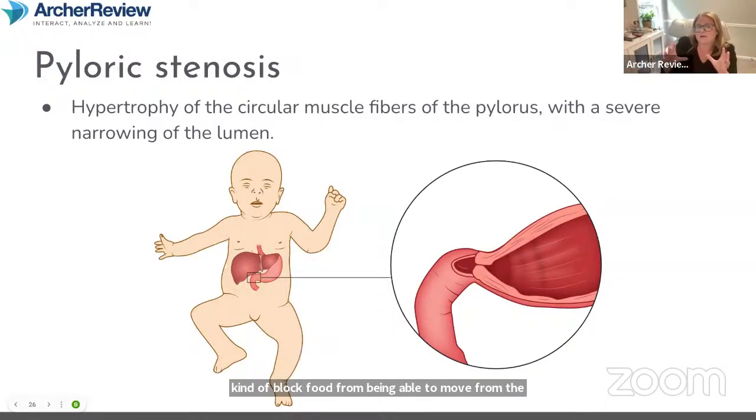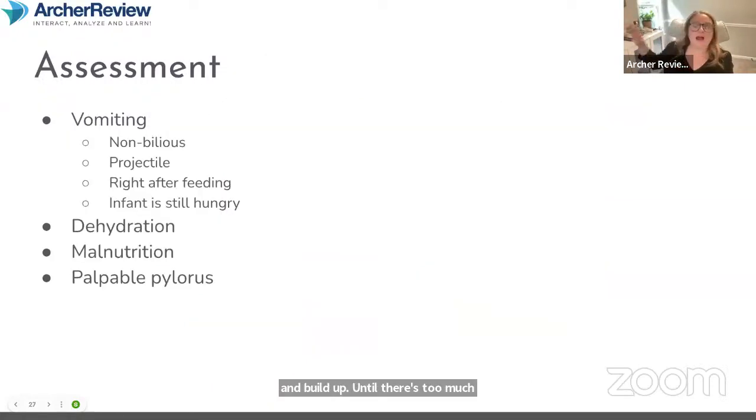So it's just going to stay in the stomach and build up until there's too much pressure and we have projectile non-bilious vomiting. That's kind of the key word for pyloric stenosis that I want you guys honing in on. If baby eats and then right after they eat, that milk comes right back up and it is so forceful, it is like hitting the wall, that should be a dead giveaway for pyloric stenosis because that food, it's getting into the baby fine, it just can't go past the stomach, so it comes right back up. That obviously makes them dehydrated, can lead to malnutrition.